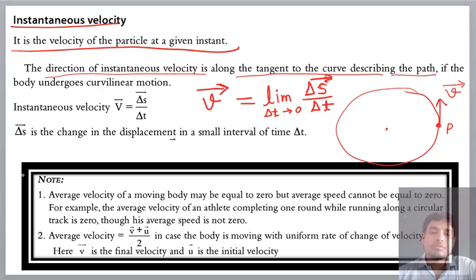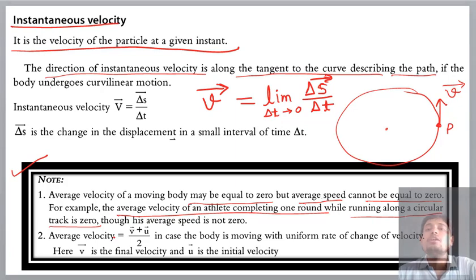Okay. There's one note point. Average velocity of a moving body may be equal to 0, but the average speed cannot be equal to 0. How? Take one example. The average velocity of an athlete completing one round while running along a circular track is 0. If the displacement in the circular track is 0 for one complete round, then the average velocity will be 0. But you know it, speed is not equal to 0.